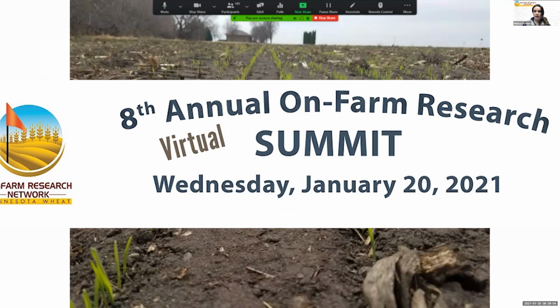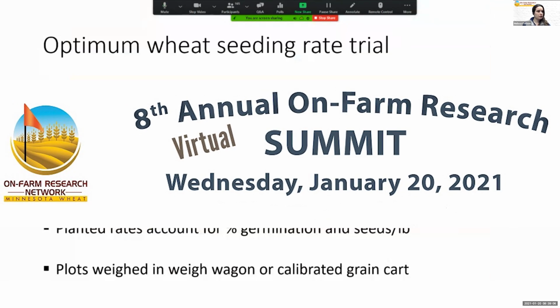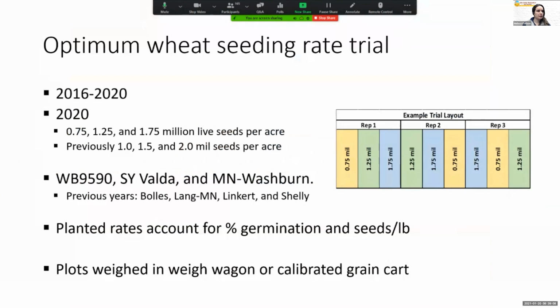So for the past 5 years or so now, or 5 seasons, we've been looking at seeding rates of several different varieties, honing in and looking at the optimum wheat seeding rates for the spring wheat varieties that you guys are growing in your fields. So we've been at this since 2016, and in 2020, we dropped our seeding rates back a little bit because of our yield responses to the data we got.